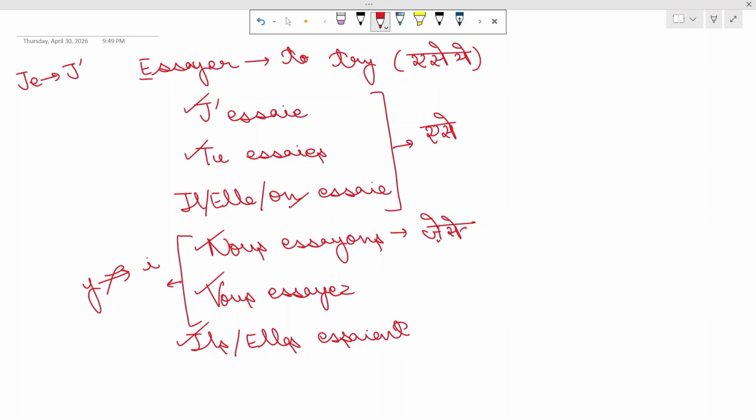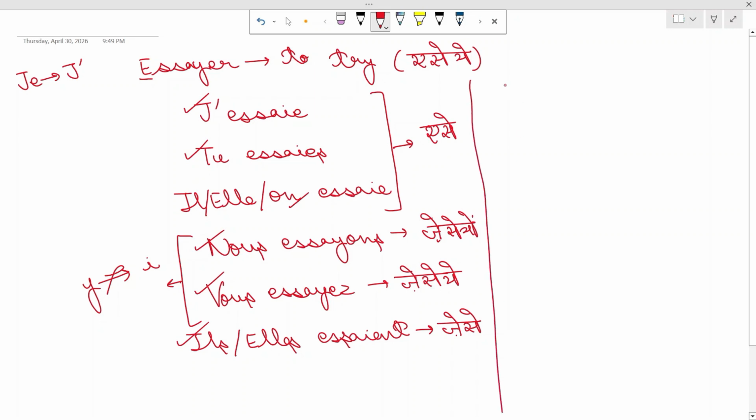In this, the pronunciation will change because of the liaison rule. J'essaie, j'essaies, and j'essaie. These are the pronunciations. In negation, the formation is je plus ne plus verb plus pas. Ne before the verb, pas after the verb.